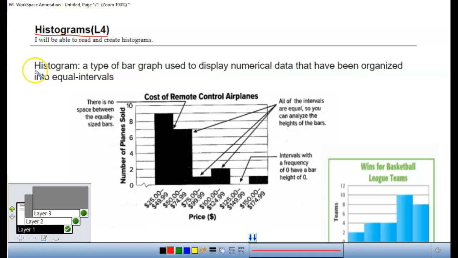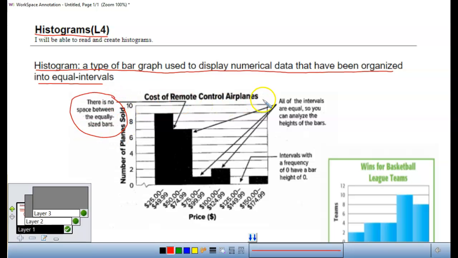So what's a histogram? Well, it's a type of bar graph used to display numerical data that have been organized into equal intervals. Okay, so remember, if I underline it, you need to make sure that it's written on your paper. Okay, these are both histograms. So let's take a look. These are some key features of them.